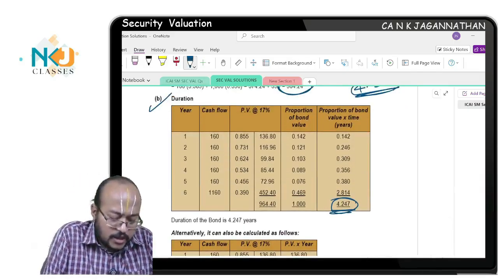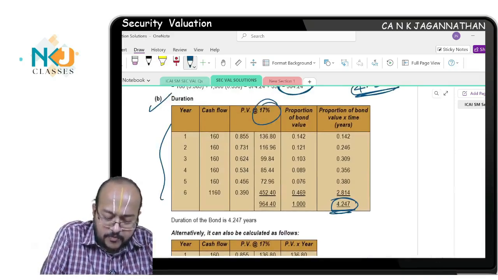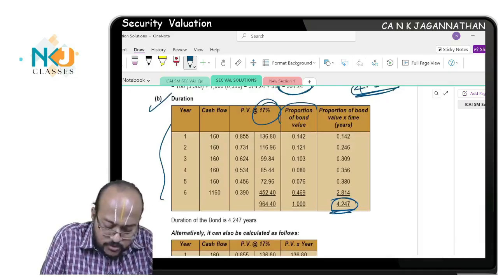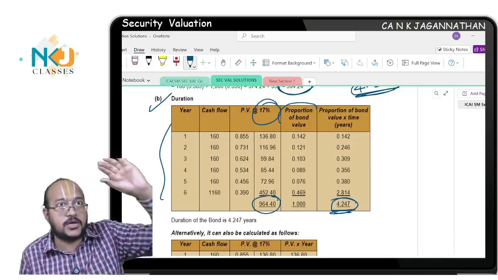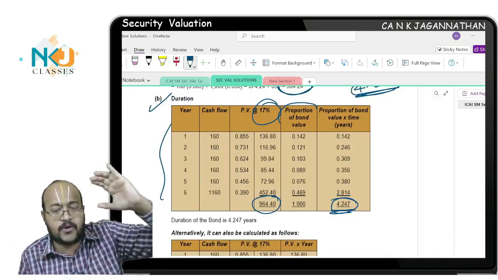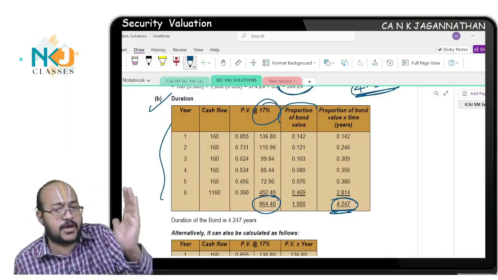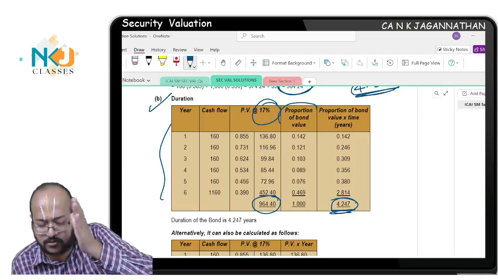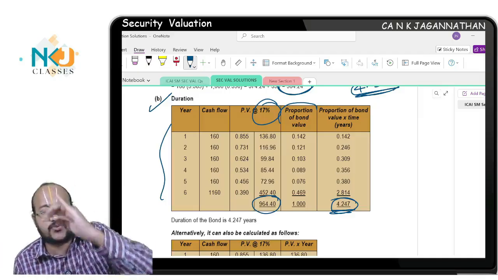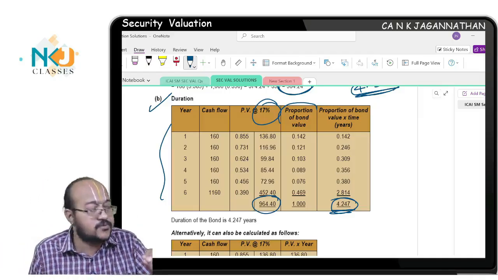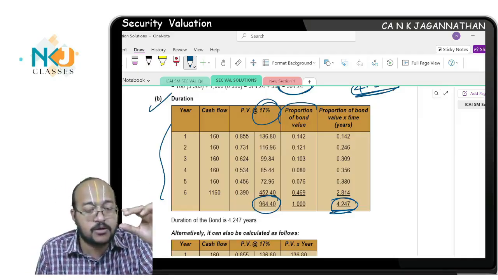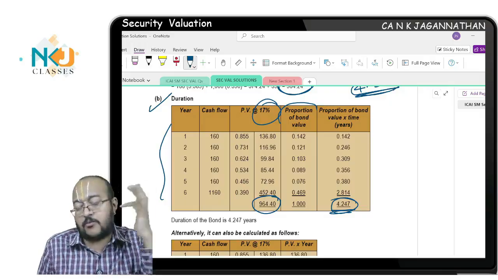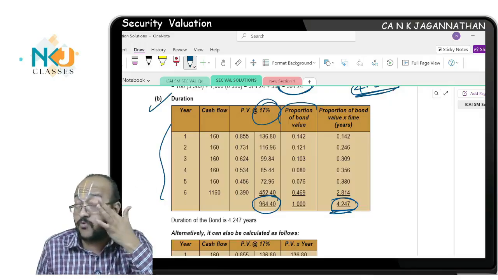Are you all understanding how to compute it? Very simple. Here, cash flow, present value factor, and value. Up to these four columns will remain the same. Up to value computation, everything will remain the same: cash flow, present value factor, discounted cash flow. These columns will remain the same. Apart from that, two more columns you will add, proportion and weighted years.